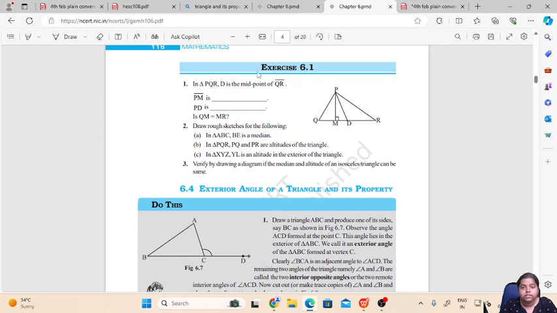Okay, so we'll solve this exercise, that is exercise 6.1. So what is given here: in triangle PQR, D is the midpoint of QR, they have told us. Okay, so we have to tell them what they have asked. Side PM is dash, this is the side PM. What is that?